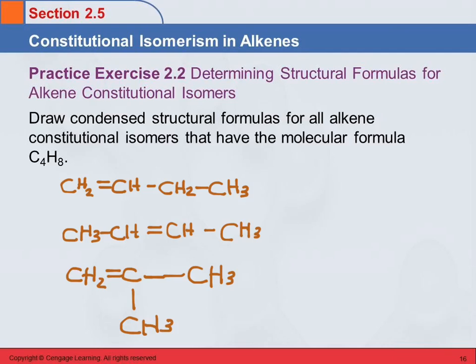So, is there a positional isomer for that guy? Can we move the double bond to a different place and have it be a different molecule? What if we put the double bond over here? Is that going to be different? No. It's just going to be turned around. So there's 3 different isomers for the C4H8s. Any questions?